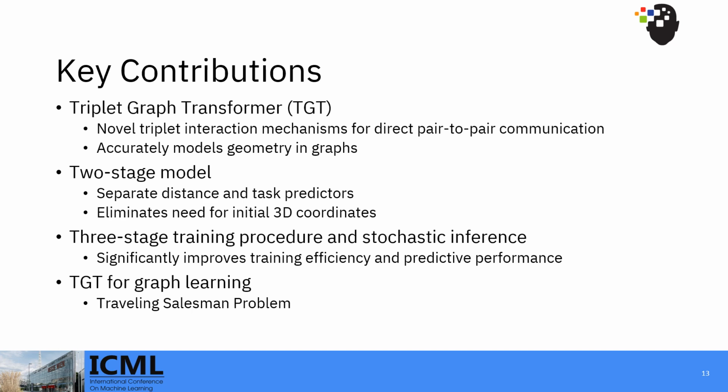This methodology significantly improves both training efficiency and predictive performance. It allows us to make robust predictions even when dealing with uncertain or noisy input data. Lastly, we demonstrate the versatility of TGT beyond molecular graphs. We show its effectiveness in general graph learning tasks, specifically highlighting its performance on the traveling salesman problem. This illustrates that our approach can be valuable in a wide range of applications involving geometric relationships in graph-structured data.